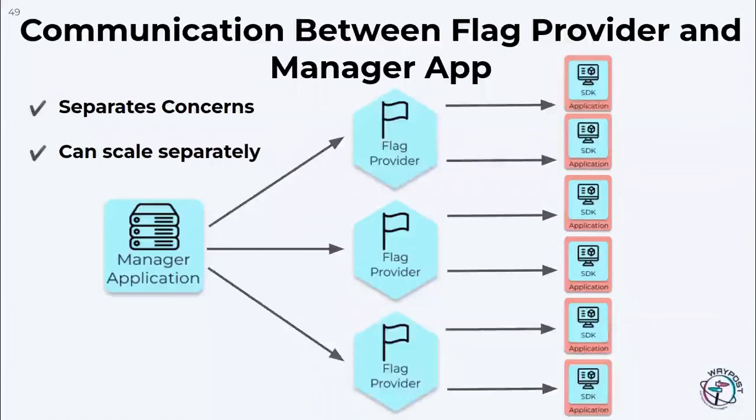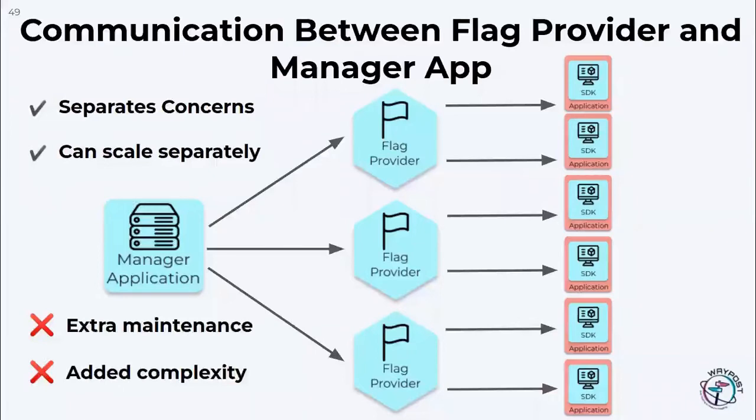Also, by creating a separate service, developers can horizontally scale the flag provider if the volume of SDK clients is too large for just a single instance to handle. This also allows an organization to reduce latency to the SDK clients by creating new flag provider instances in availability zones closer to their users.